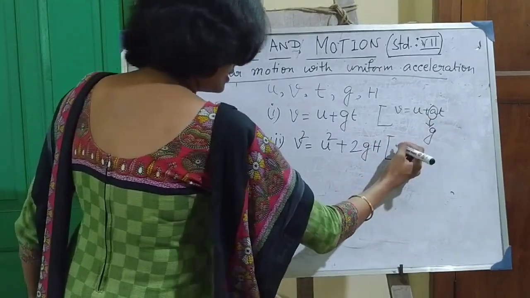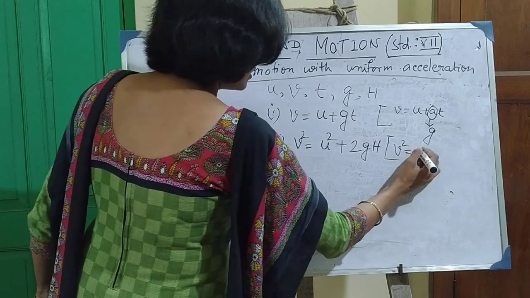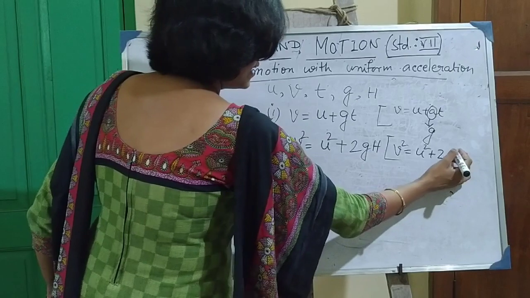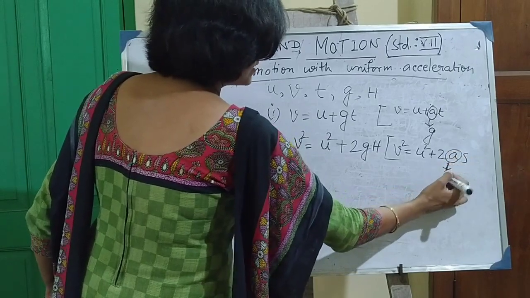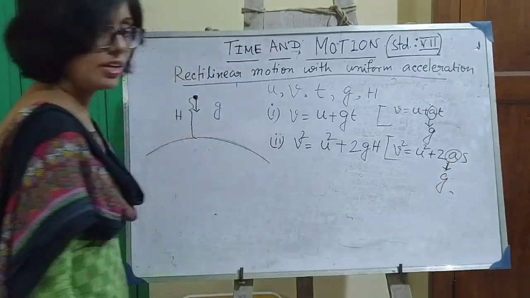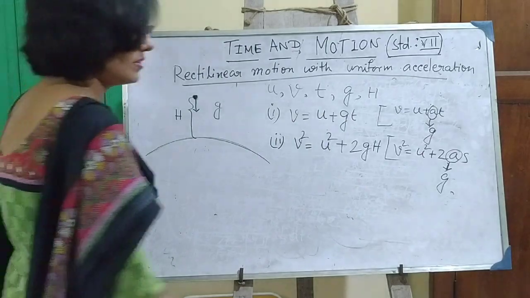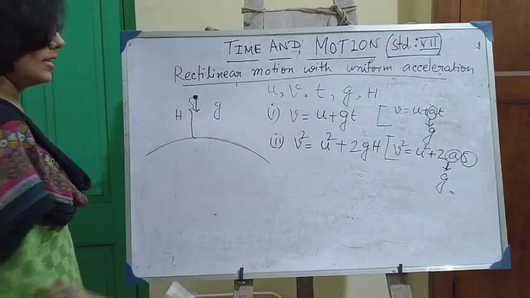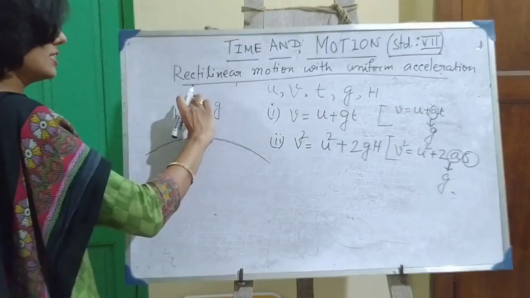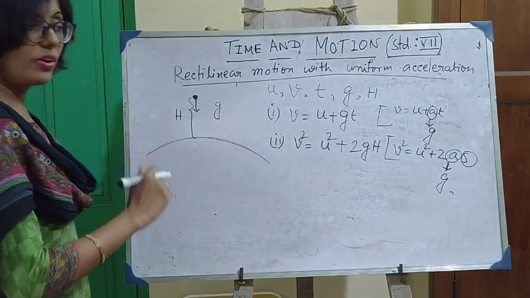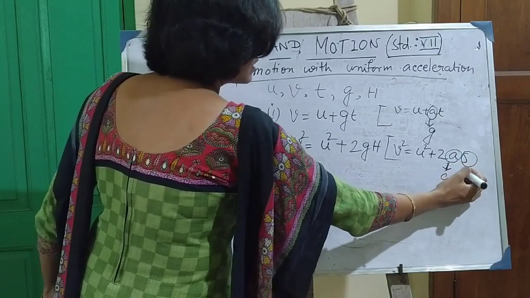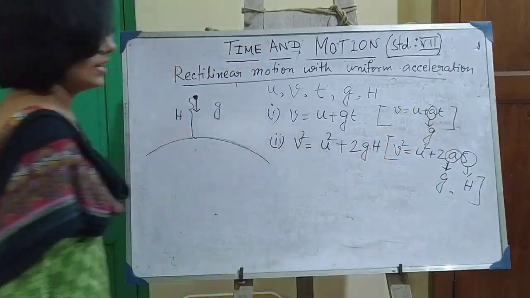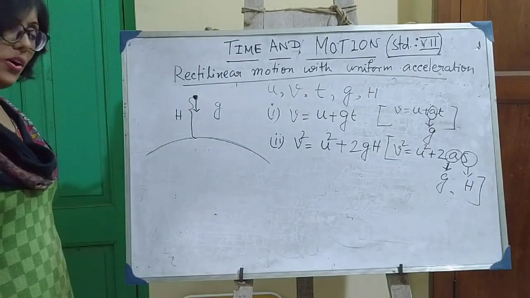Previously we had seen that v square is equal to u square plus 2as. A is acceleration. Instead of acceleration, here we are using g, that means acceleration due to gravity. s is the distance traversed during the time t. Here the distance is nothing but the height from which the body is falling. So instead of s, we shall use h, the height from which the body is falling.